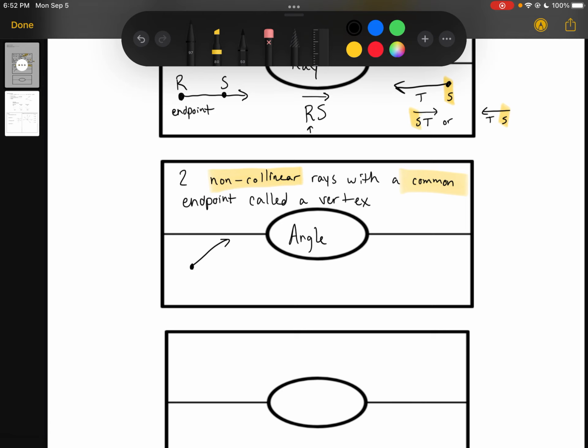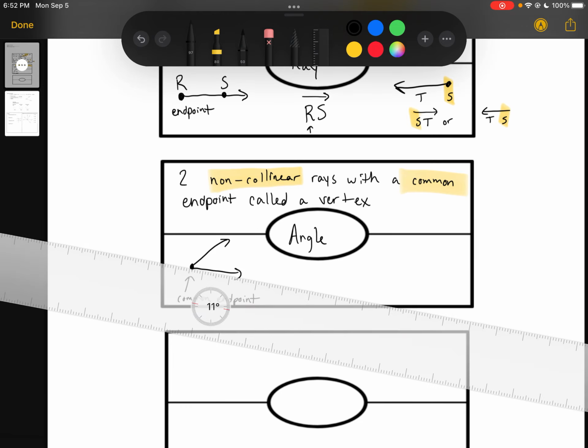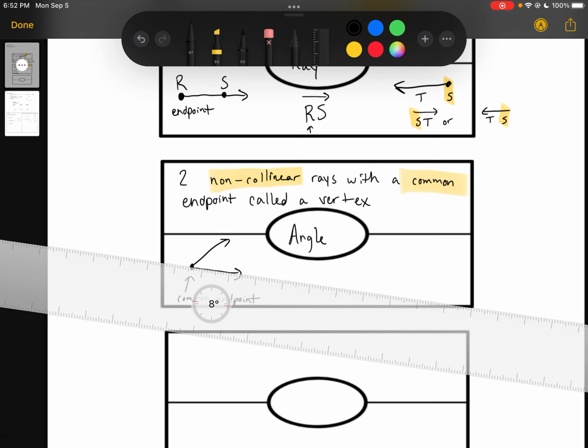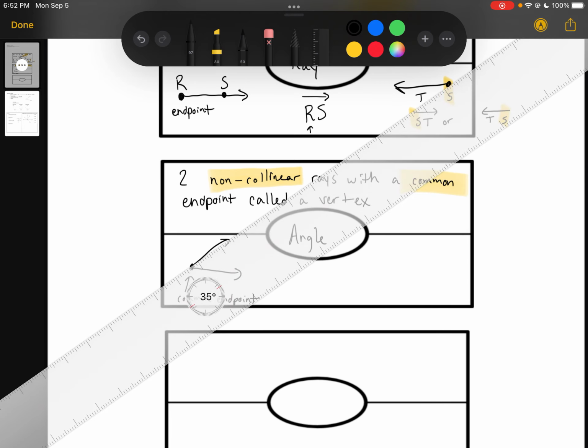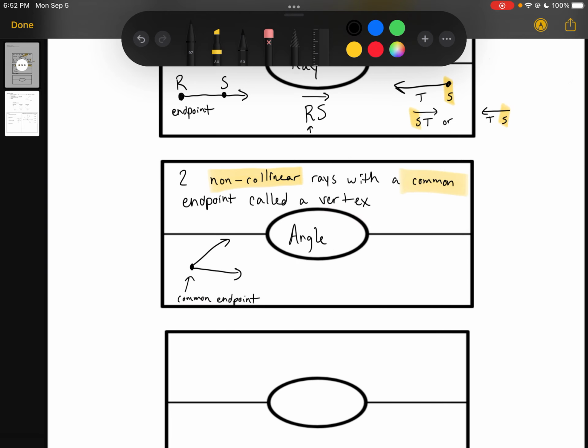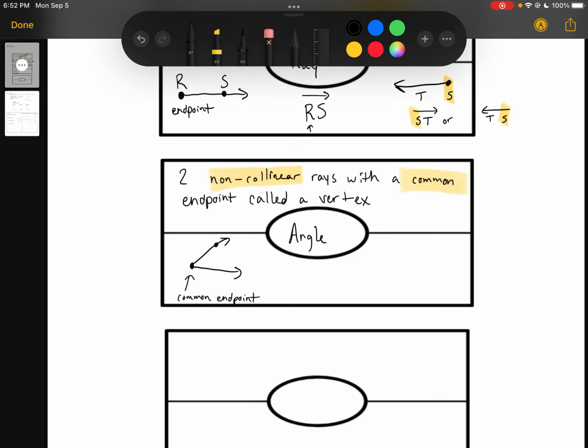So let's say we have one ray here, and then we're going to share an endpoint, so we'll put another ray here. So this is their shared endpoint, their common endpoint. And then the second thing to note here is non-collinear, is that if we take a ruler out, we're going to see that these are not on the same line. They're not on the same ruler. They occupy 2 different spaces. So because of that, we know that this fits our definition.